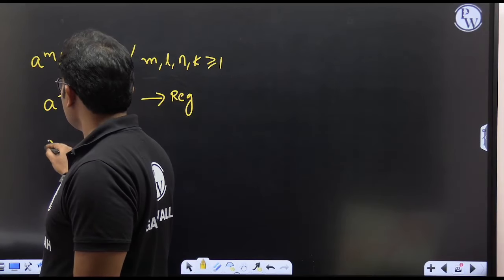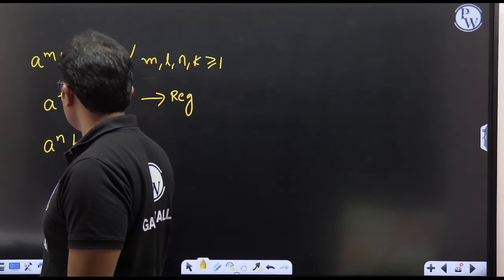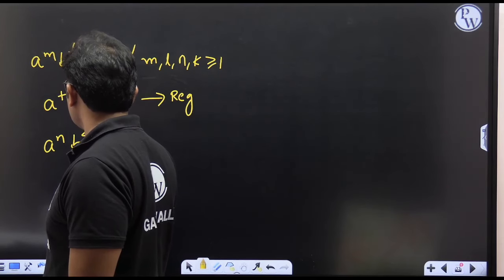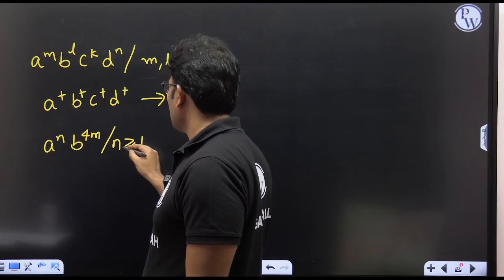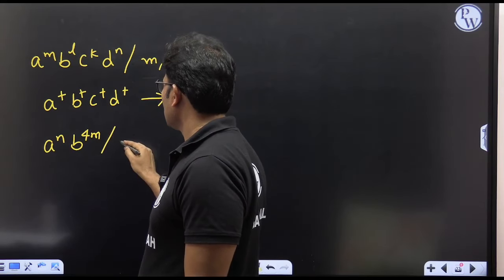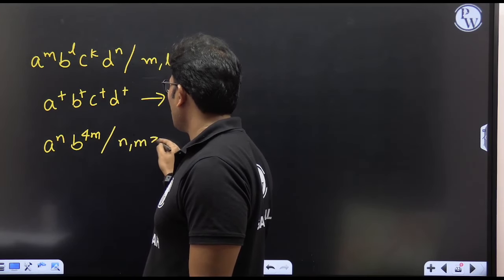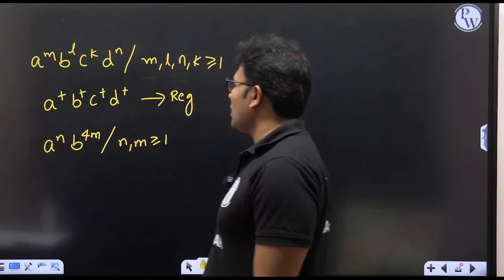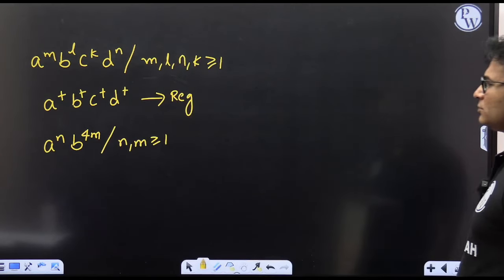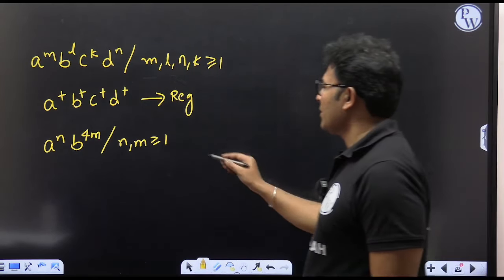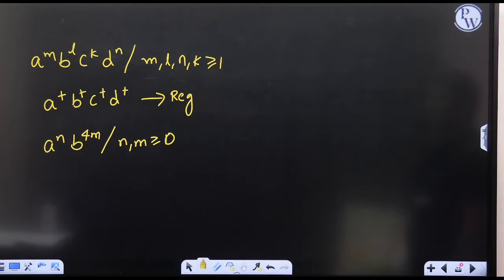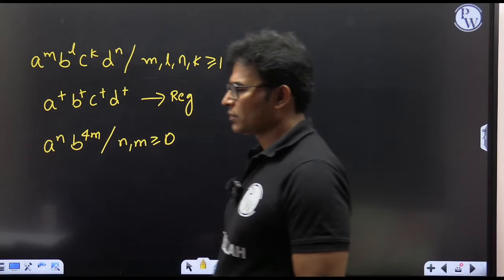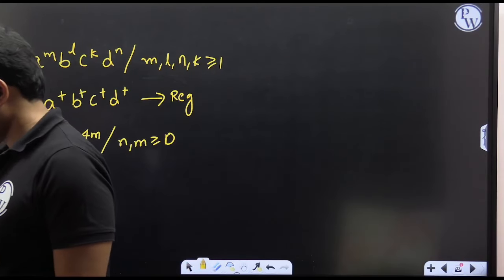Now, if I give you a^n b^(4m) such that n, m are greater than or equal to 1, or let us say n, m greater than or equal to 0.